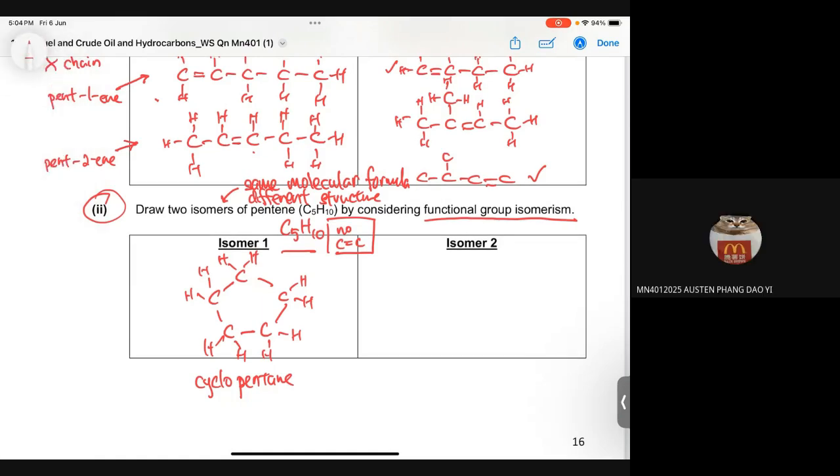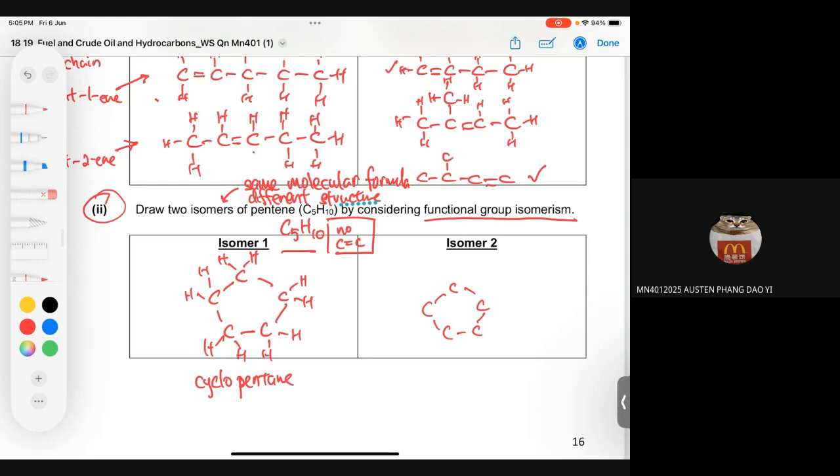Wait, can you draw a circle of carbons and then it's just a line of hydrogens connected to it? Cannot, because if you draw a circle of carbon, it's still 5 carbons joined together. Yeah, but then there's still the hydrogens, so isn't there still C5H10? As long as you got that, it is still cyclopentane. Oh, okay. Good try.